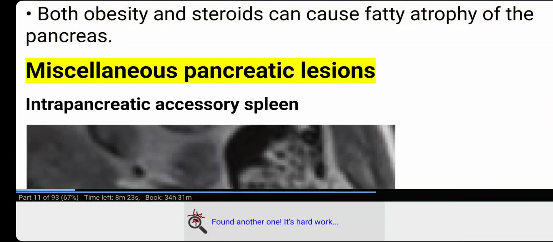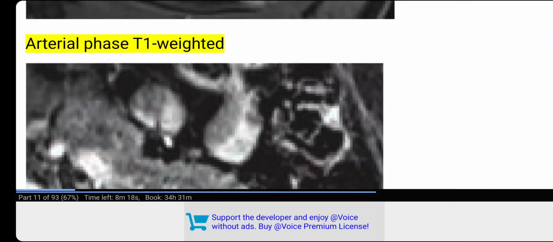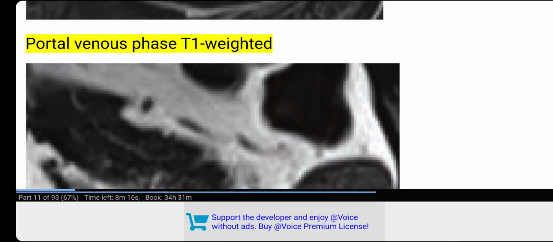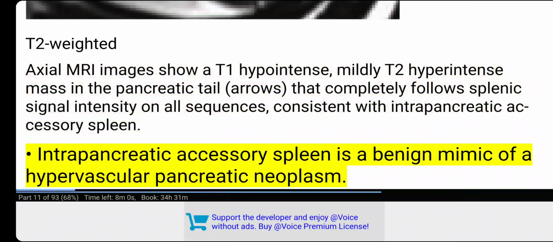Miscellaneous pancreatic lesions. Intrapancreatic accessory spleen. In phase MRI. DWI. ADC. Arterial phase T1 weighted. Portal venous phase T1 weighted. T2 weighted. Axial MRI images show a T1 hypointense, mildly T2 hyperintense mass in the pancreatic tail, arrows, that completely follows splenic signal intensity on all sequences, consistent with intrapancreatic accessory spleen. Intrapancreatic accessory spleen is a benign mimic of a hypervascular pancreatic neoplasm.